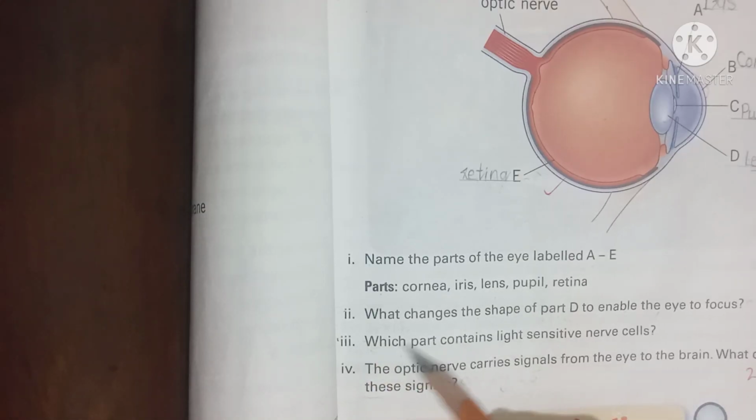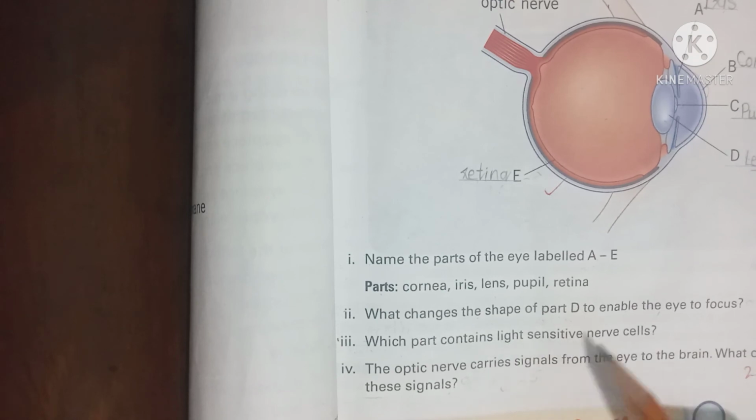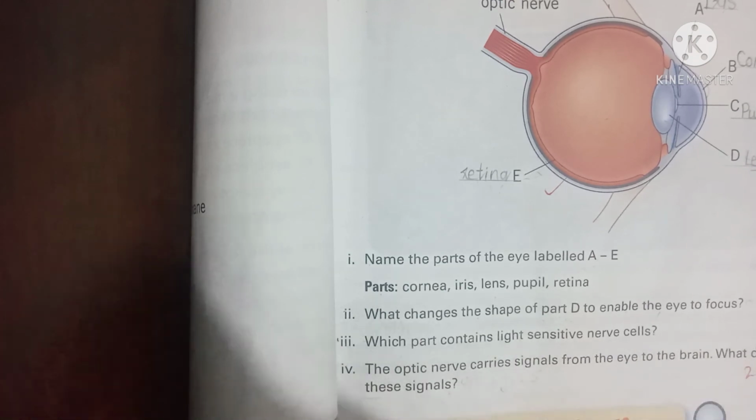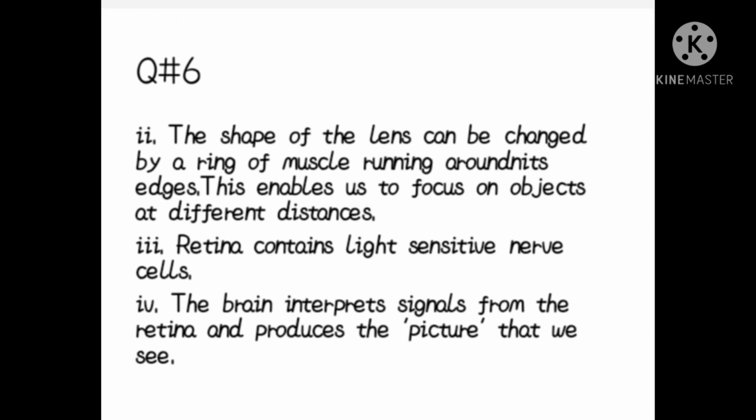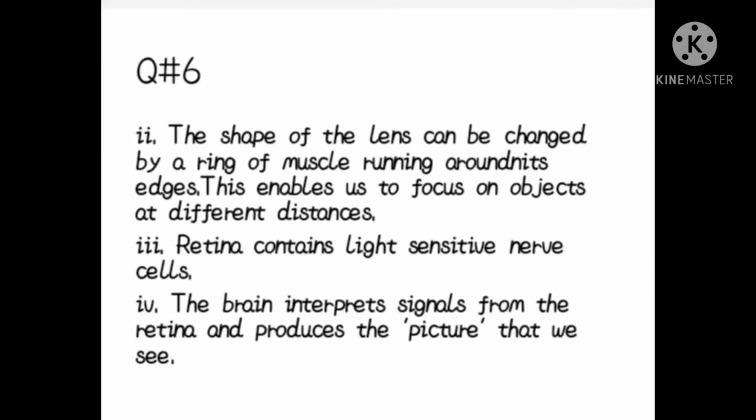Part 3. Which part contains light-sensitive nerve cells? Retina contains light-sensitive nerve cells. Part number 4. The optic nerve carries signals from the eye to the brain. What does the brain do with these signals? The brain interprets signals from the retina and produces the picture that we see.